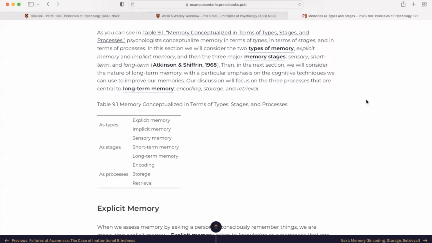So if you can't see this chart, it's really quite simple. Under types, it has the three listed: explicit, implicit, and sensory memory. As stages, short-term, long-term, and encoding. And as processes, storage and retrieval.